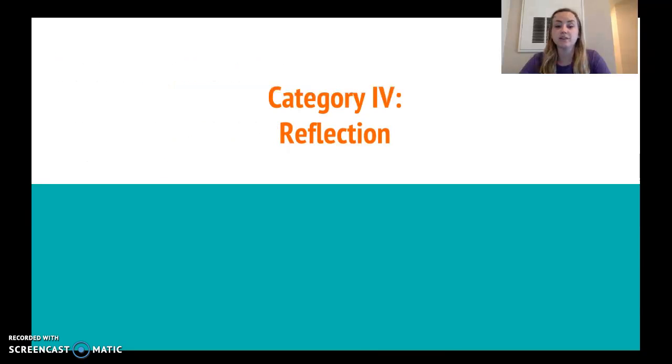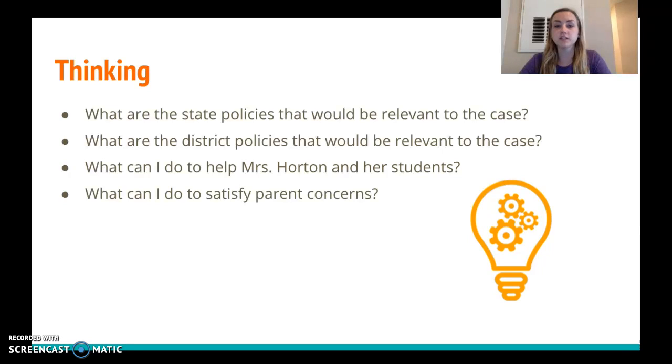The next category is reflection. So this is going to talk about what I was thinking about during this case. So I was thinking about state and district policies that would be relevant to the case, thinking about what am I legally required and what am I legally able to do. And then I want to know what can I do to help Mrs. Horton and her students. So my primary concern here is helping these students, but I know that in order to help the students, I have to help Mrs. Horton. So what can I do to help the students through helping Mrs. Horton? And then what can I do to satisfy parent concerns?